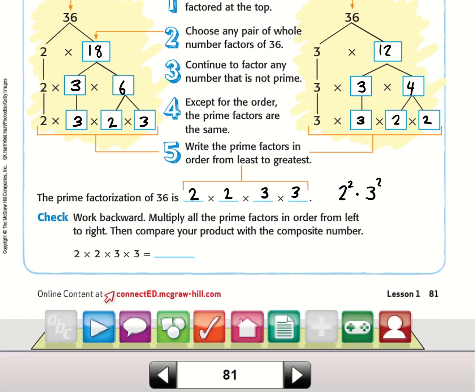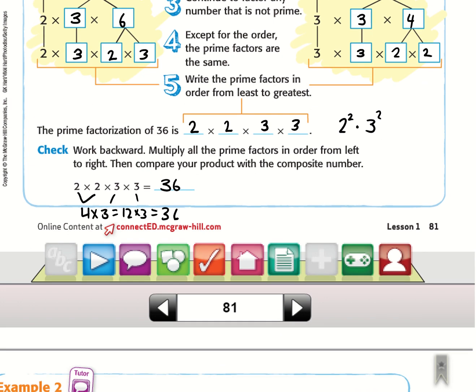So check your work backwards: multiply all the prime factors in order from left to right, then compare your product with the composite number. So if I do 2 times 2, that's going to equal 4. And then 4 times 3 is going to equal 12. And if I multiply that by 3, I get 36. So I know my numbers 2, 2, 3, 3 are my prime factorization of 36. So this is just checking my work.